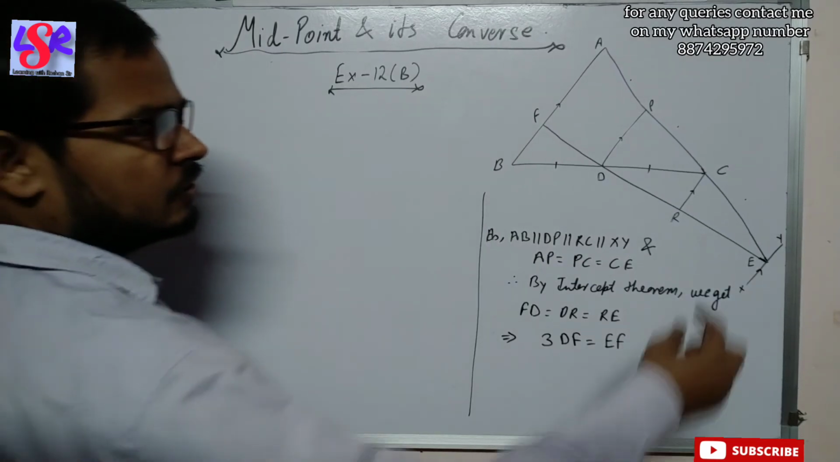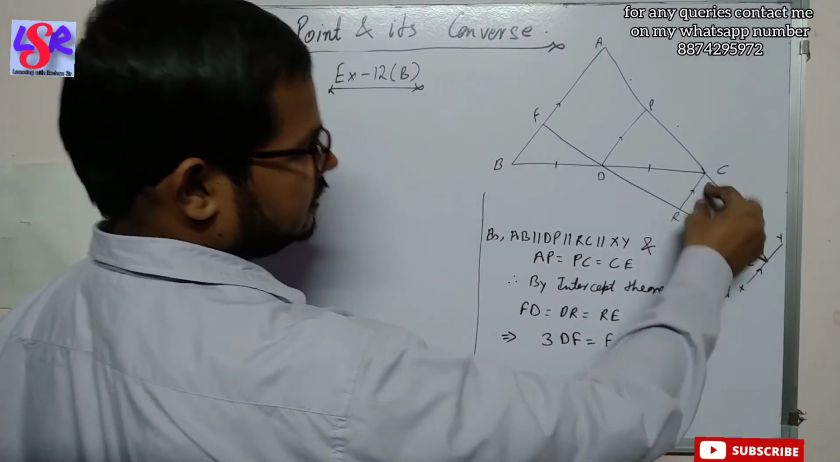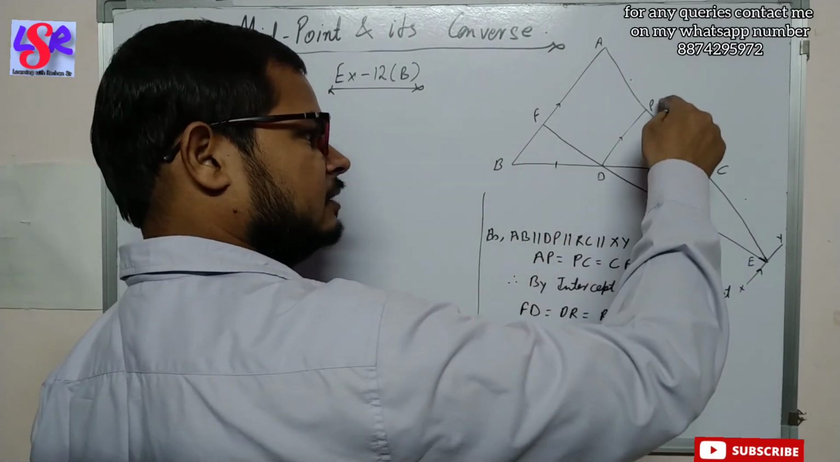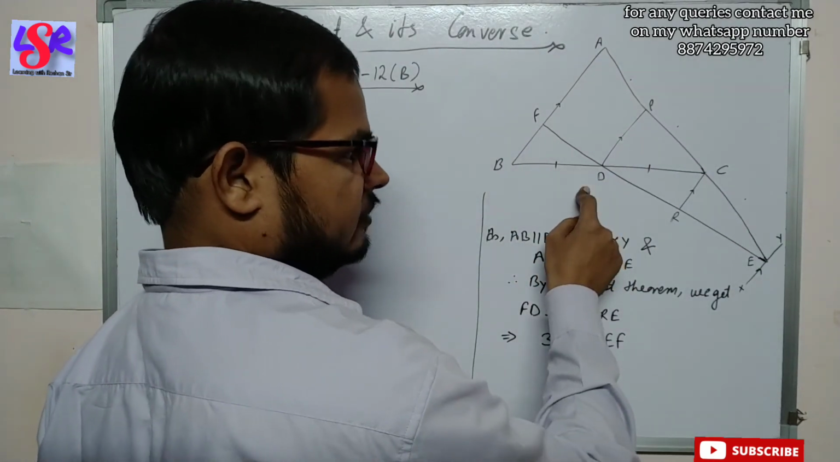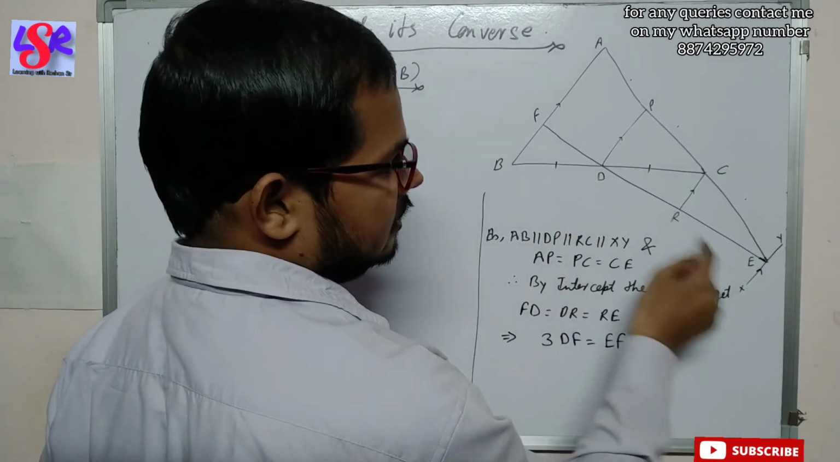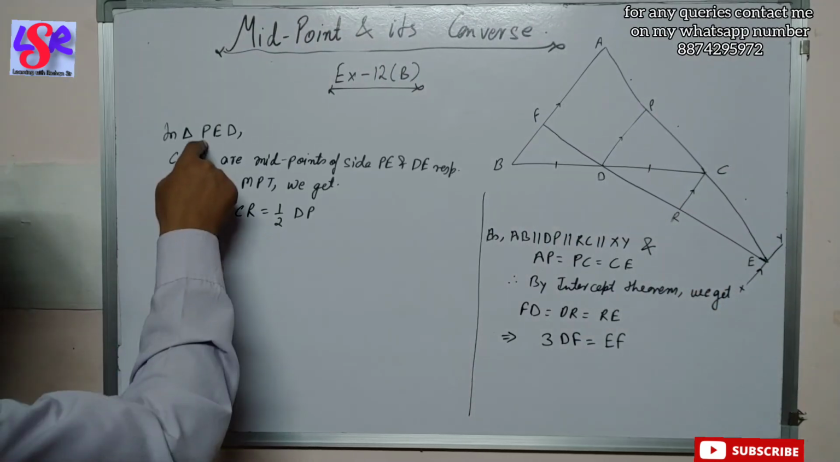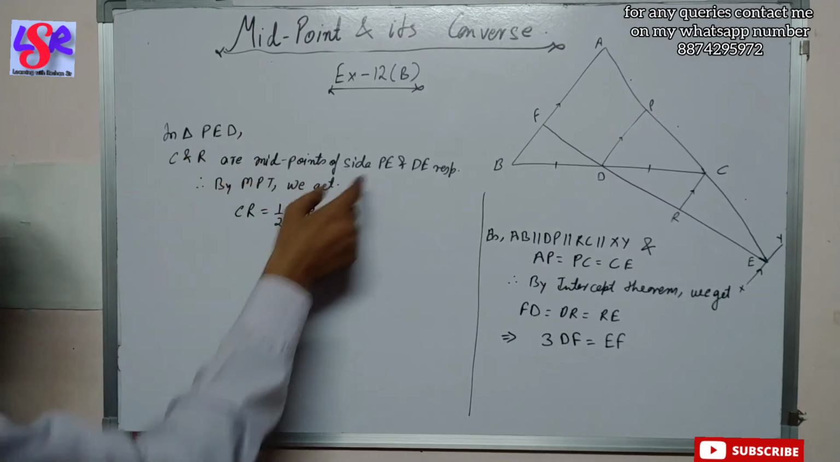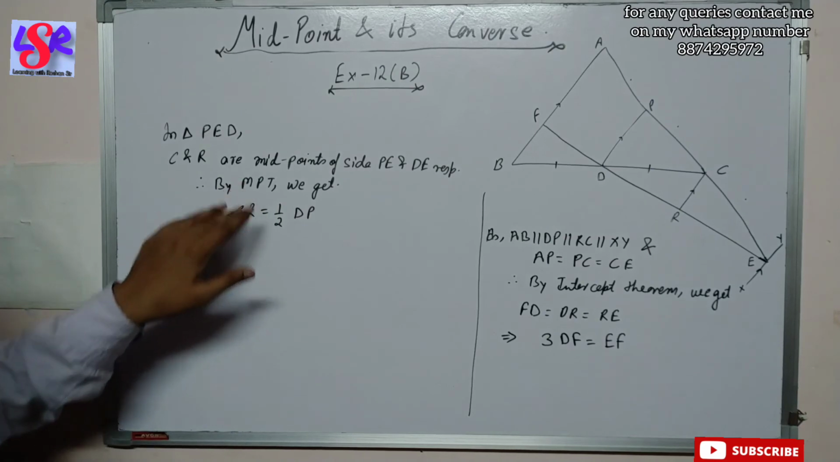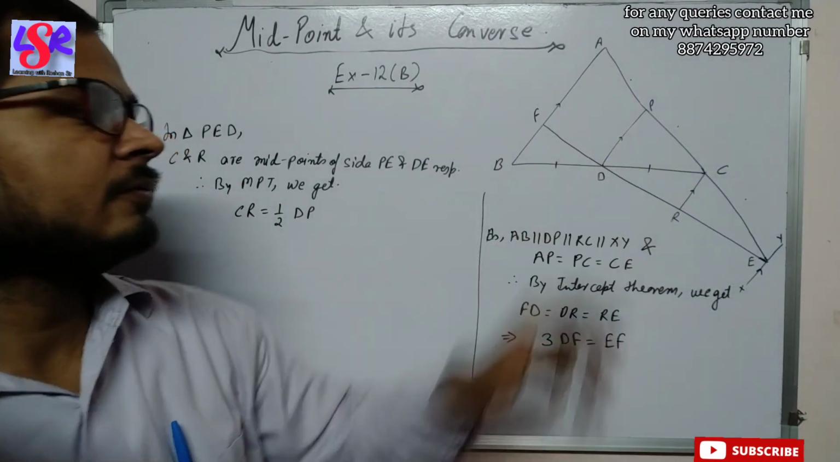In the second part, we have to prove 4 times CR equals AB. So very first of all, we'll take the triangle PED in which C and R are the midpoints of the sides PE and DE respectively. In triangle PED, C and R are the midpoints of the sides PE and DE respectively. So by the midpoint theorem, we have CR is half of PD.